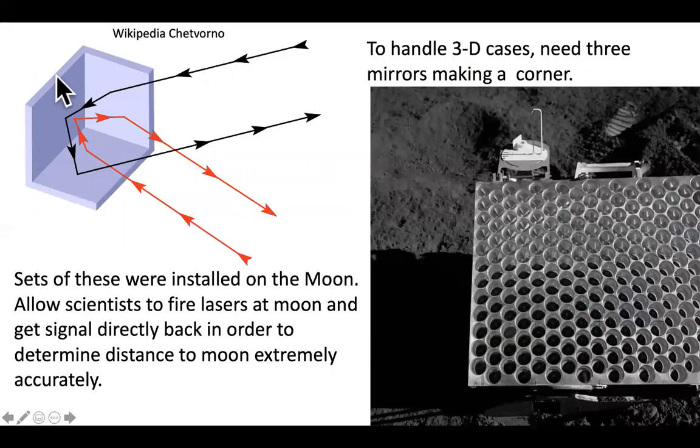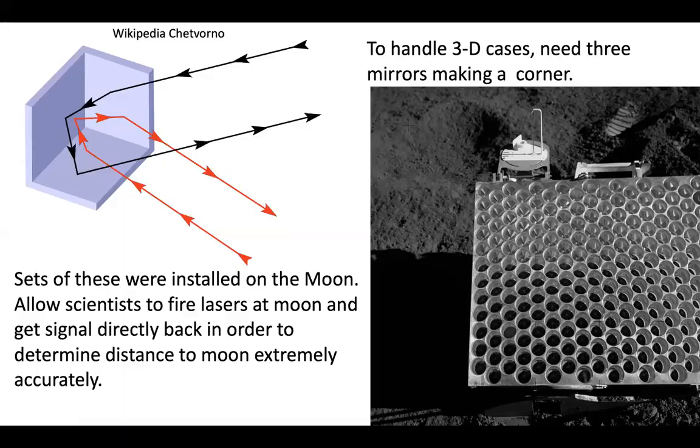This is what are called corner cube reflectors. They're just literally 3 mirrors put together in the shape of an inner corner. This works in all 3 dimensions. You send in any light, it bounces off all 3 surfaces and comes straight back where it came from.